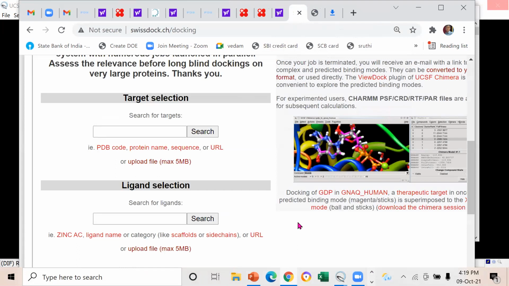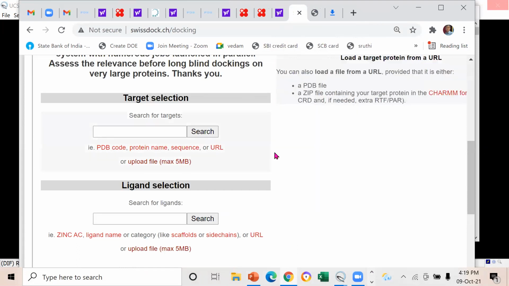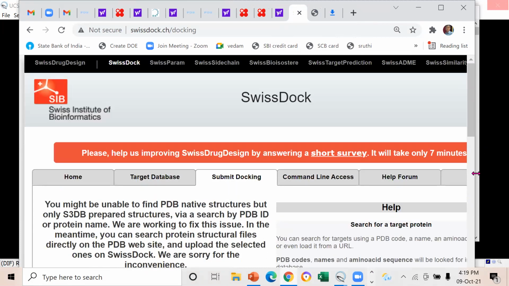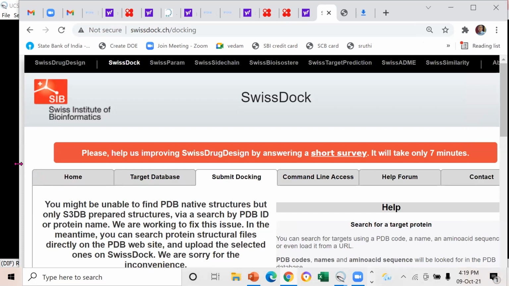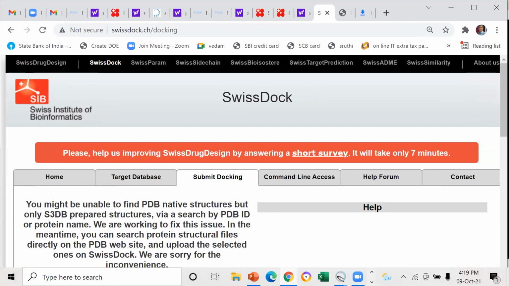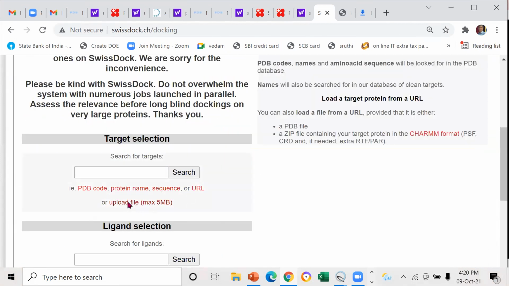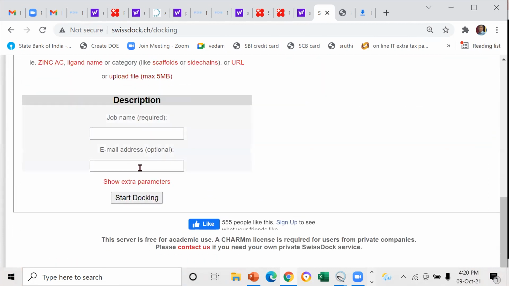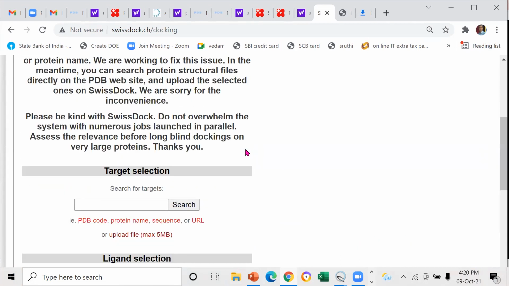So in Swiss Dock, can you see the Swiss Dock? Here I give the target, here I give the ligand, here I give my email, here I give some job name. Okay, let's go one by one.